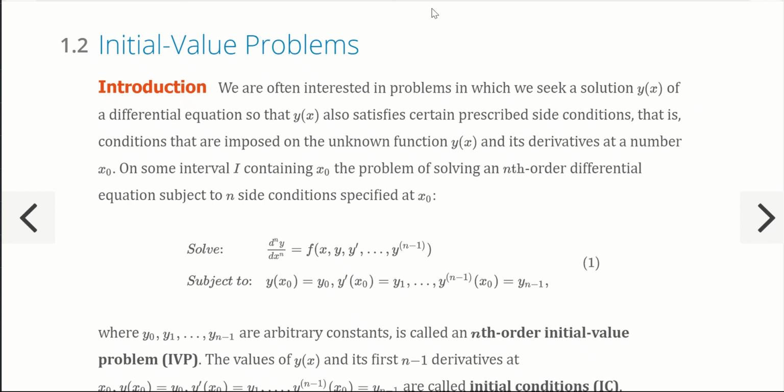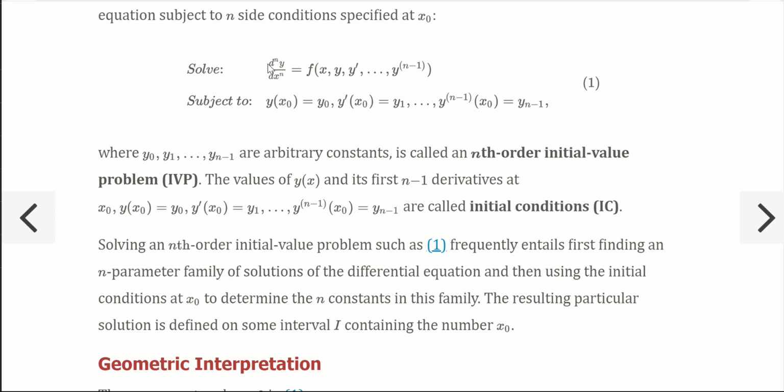In section 1.2, we're going to look at initial value problems. We are often interested in problems in which we seek a solution y of x to a differential equation that also satisfies some type of prescribed side conditions, or oftentimes some initial conditions. So suppose we have an nth order differential equation, and we're subject to the following initial conditions.